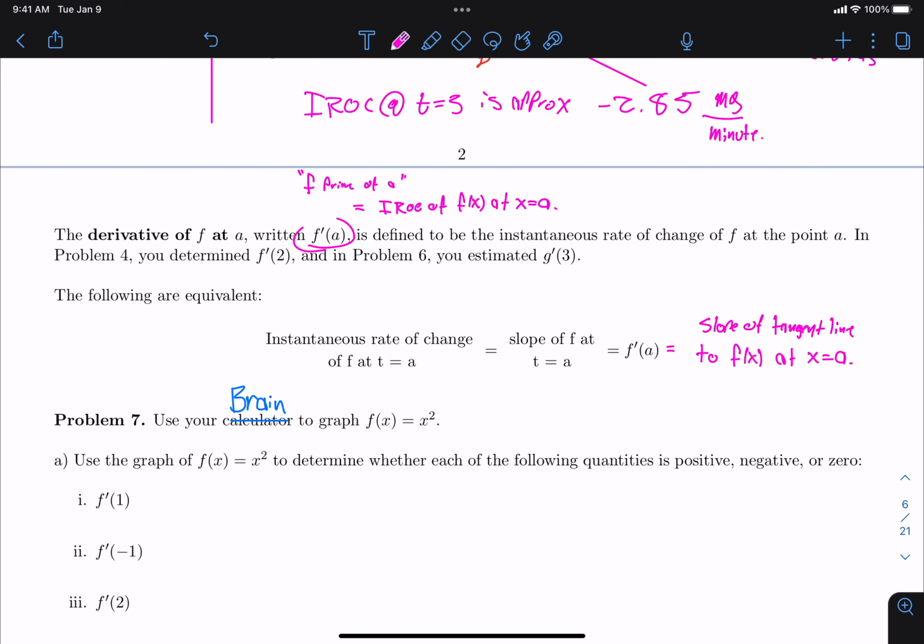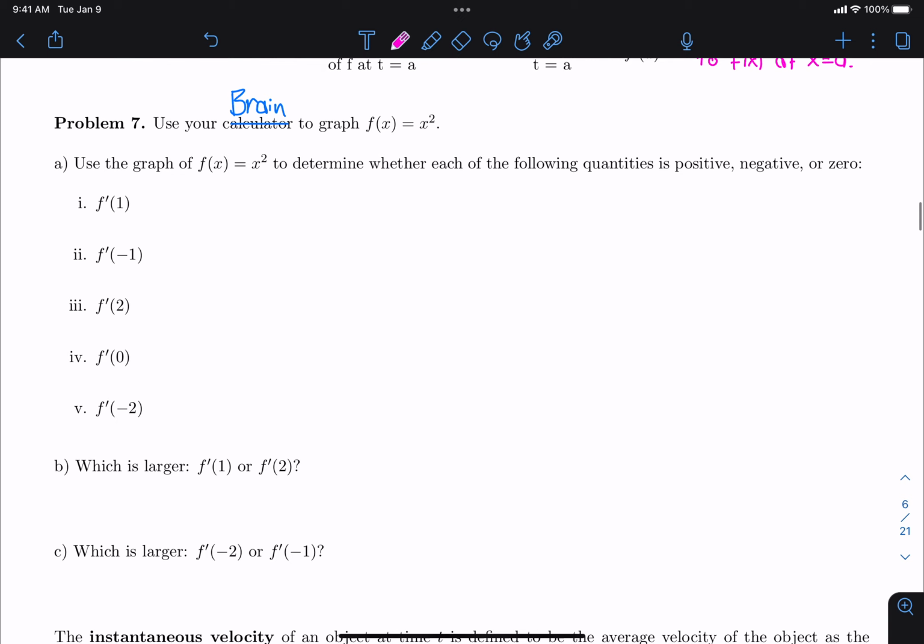Okay, so let's have some practice with this concept in the following. All right, so we are gonna use our brains to graph the function f of x equals x squared. What kind of shape does that function make? Parabola. It's a parabola. And by the way, what kind of function is this? Remember in 1.9 we learned all those different types of functions? It is a polynomial, but there's an even more specific word we had for functions like this. Quadratic, that's the one. It's polynomial and quadratic.